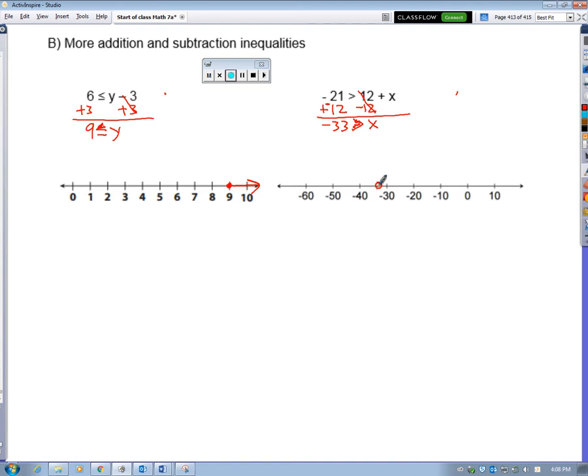And then I'm going to draw an arrow all the way over here to show all the numbers less than negative 3. Alright, there you go with your adding and subtracting of inequalities.